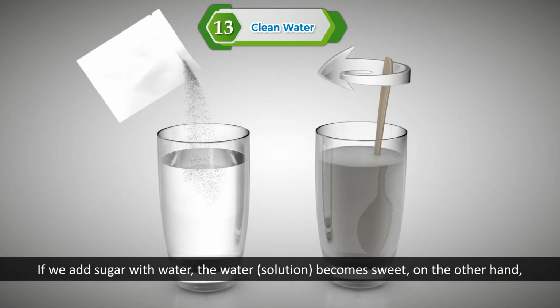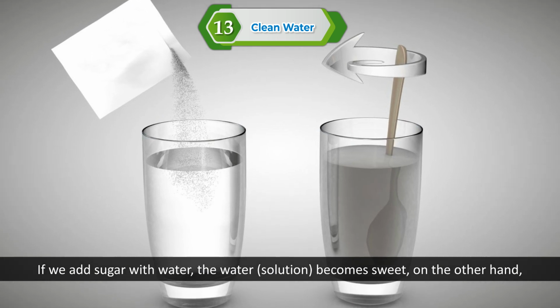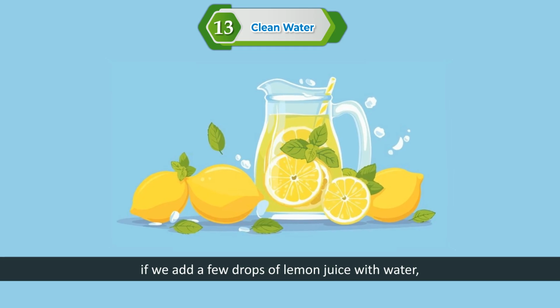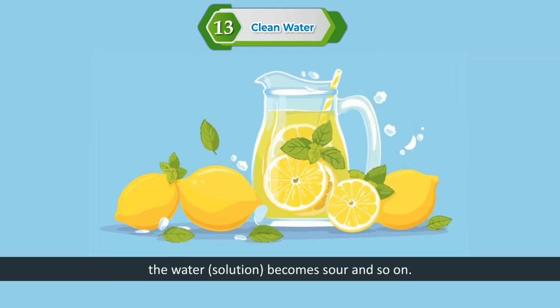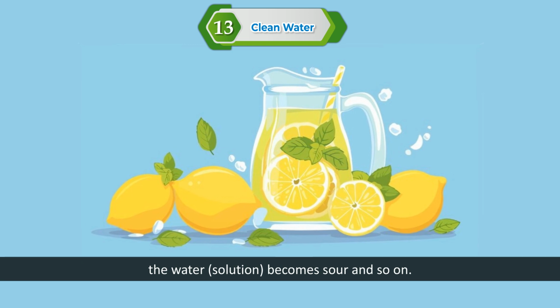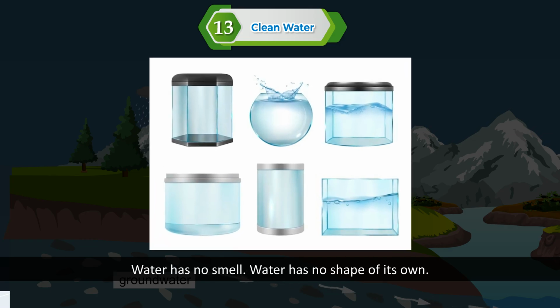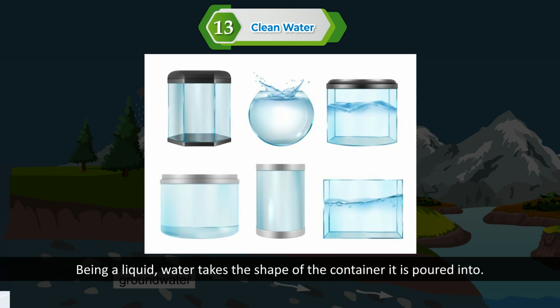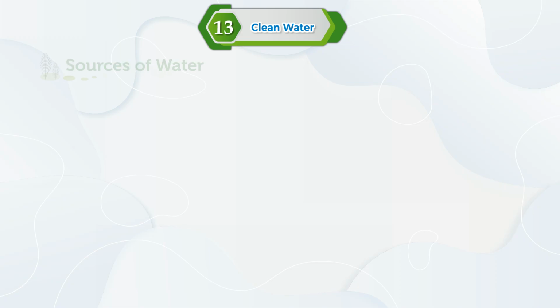If we add sugar with water, the water solution becomes sweet. On the other hand, if we add a few drops of lemon juice with water, the water solution becomes sour and so on. Water has no smell. Water has no shape of its own. Being a liquid, water takes the shape of the container it is poured into.